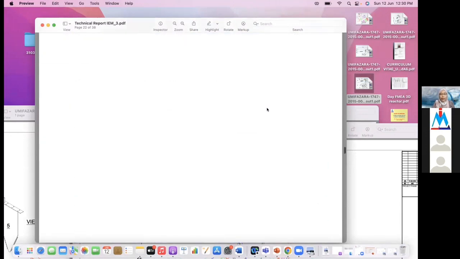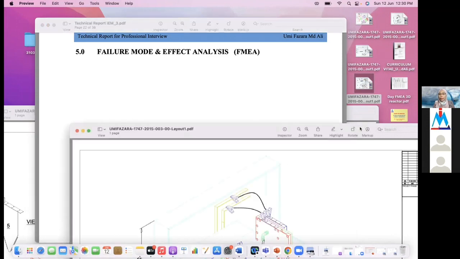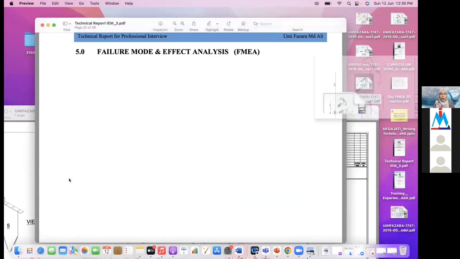Alright, the next one is failure mode analysis. I'll show you this one. Maybe yours can be simple. Let me close this one first. I'll show you.